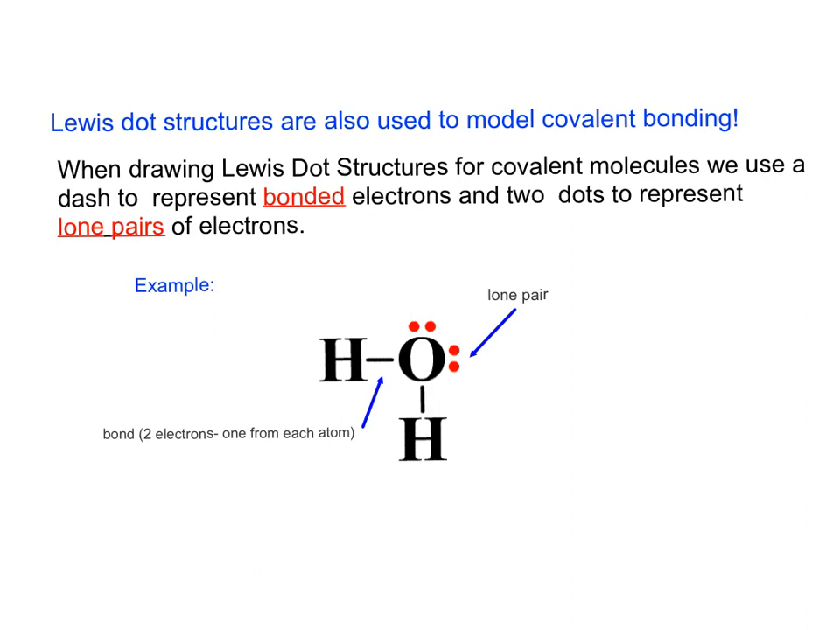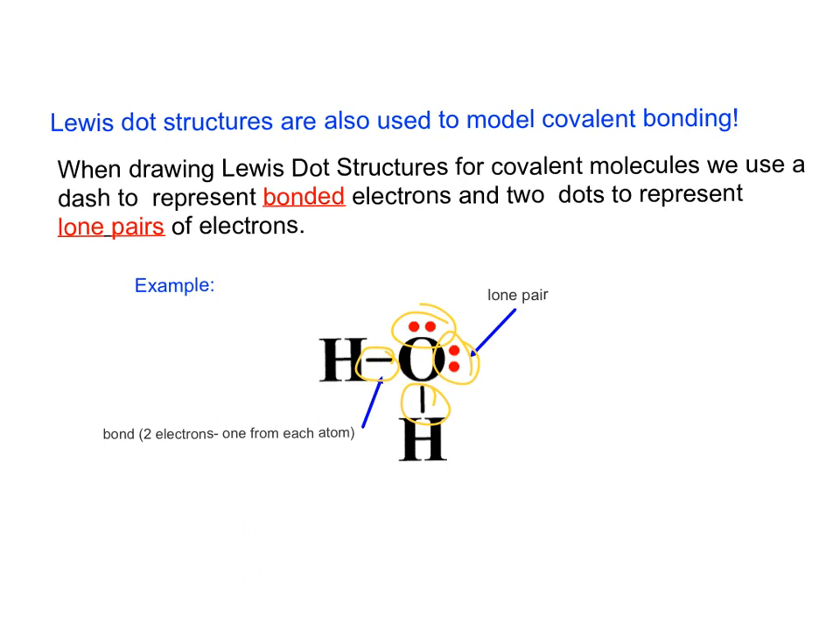Since they're sharing electrons, we have to show bonded electrons and non-bonded electrons. So we use a dash to represent bonded electrons. So here's some bonded electrons and here's some bonded electrons. Electrons that aren't involved in bonding are called lone pairs, and they're drawn as two lone dots, right? So here's a lone pair and here's a lone pair. So we show them a little bit differently. So we do need to do a little bit of work to figure out which electrons would be bonded and which ones would not be.